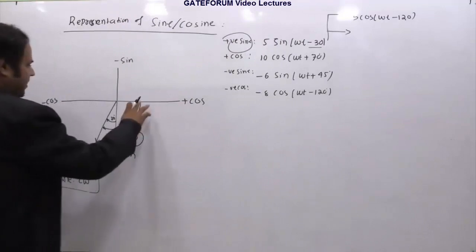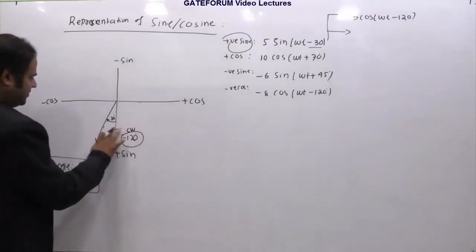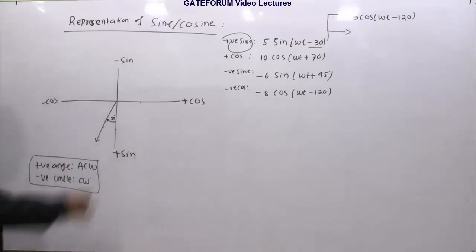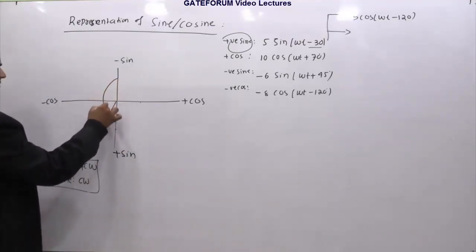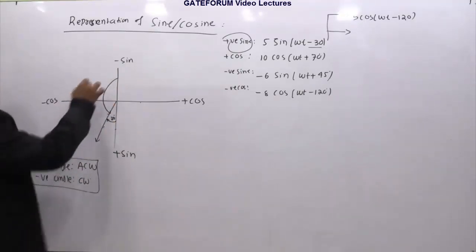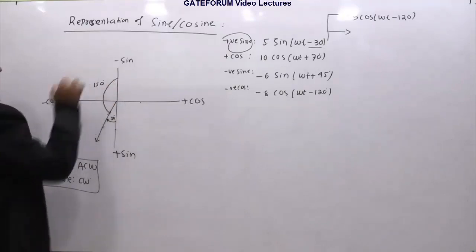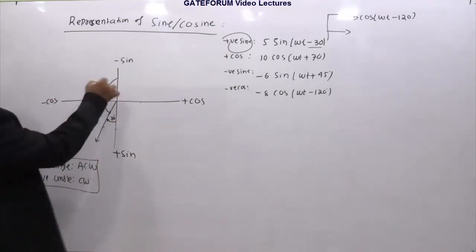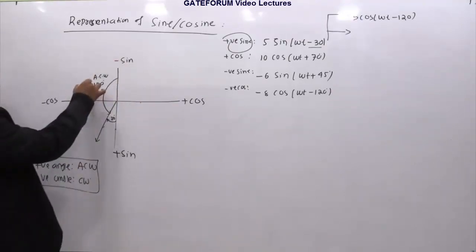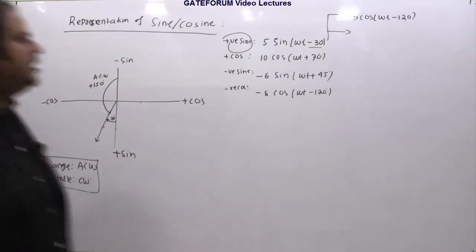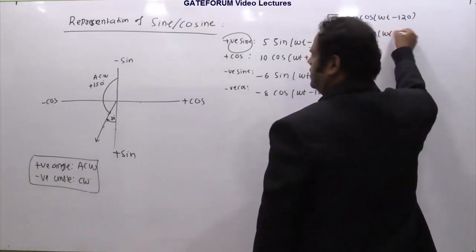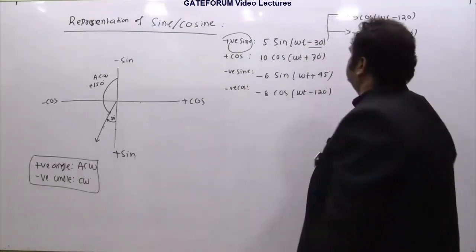Next thing is how to express this in terms of negative sine. So I am erasing this. If you want to represent in negative sine, you should measure this distance from negative sine. From negative sine, this is the distance. So how much is this distance? This is 90, and if this is 30, this will be 60. So this is 150 degrees. Is it anti-clockwise or clockwise? From negative sine, this is anti-clockwise, right? Clockwise means this way, this is anti-clockwise. So it should be positive 150 degrees. So I can write this as minus 5 sin(omega t plus 150 degrees).